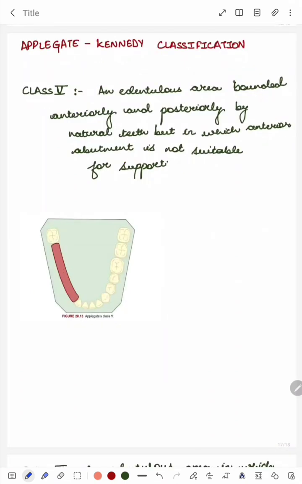Now the Applegate-Kennedy classification. Applegate attempted to expand the above classification, basically considering the condition of the abutments. Class 5 is where an edentulous area is bounded anteriorly and posteriorly by natural teeth, but the anterior tooth is not suitable for support. That is considered class 5, where the anterior tooth is unable to provide support for the RPD.